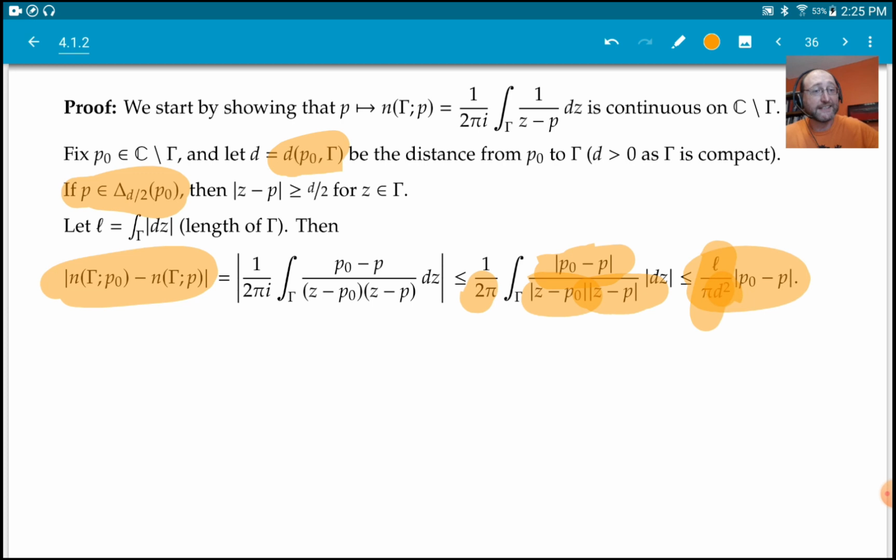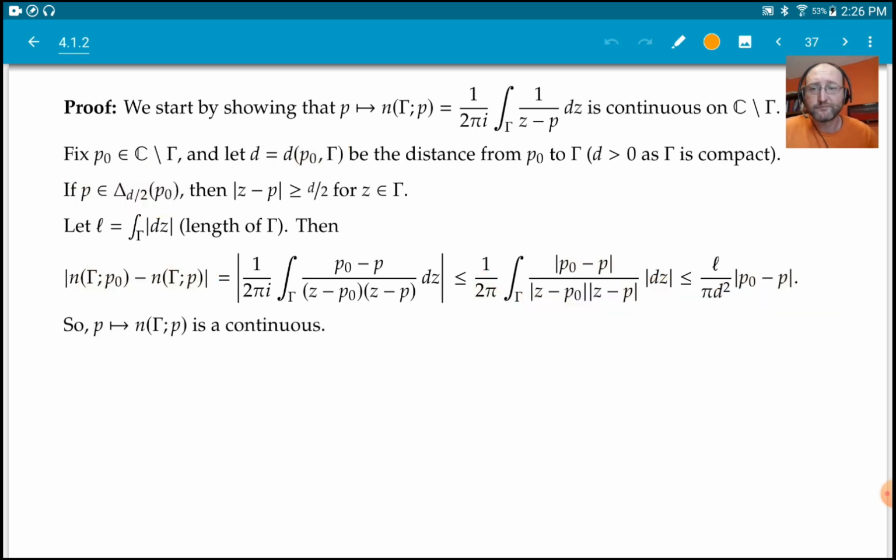That means that this function is continuous at P naught, because by choosing P to be sufficiently close to P naught, I can make this side as small as possible. So this is continuous at P naught, and P naught was an arbitrary point of the complement. So it's continuous on the entire C minus gamma.